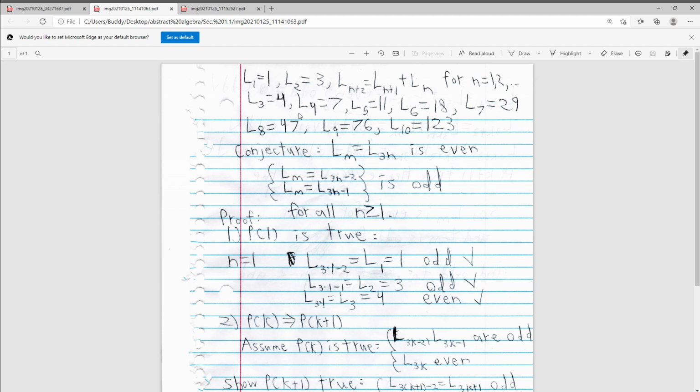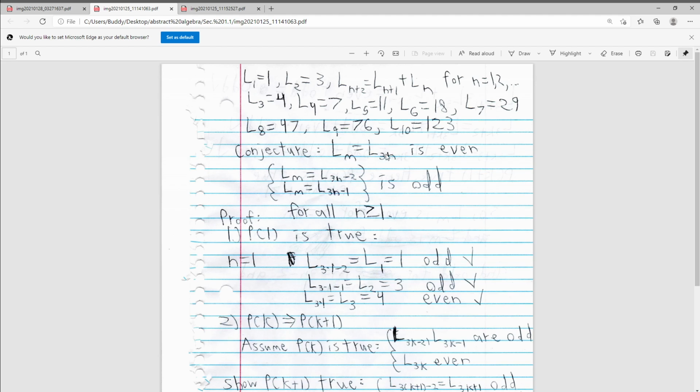So yeah, I wrote out all the terms of the sequence up to like 10, and I make a conjecture, because we want to know about odd and even. When is it odd and when is it even? Because it appears to change depending on which term.